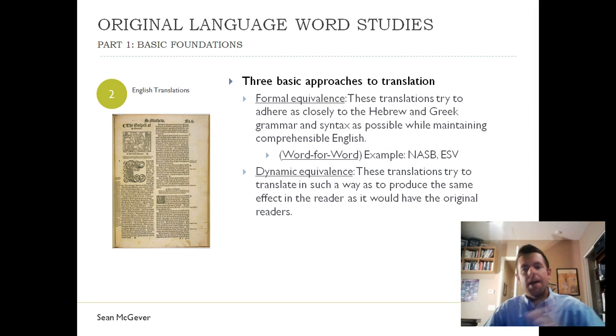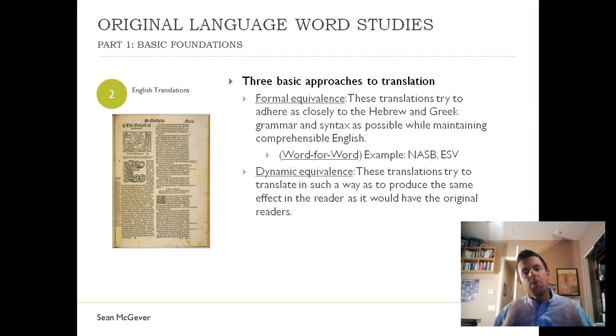The next step, just to help it out a little bit, is called dynamic equivalence. And what they do is they once again look at the original language, but then they're going to try to smooth it out just a little bit so that it makes a little bit of sense. It might add in a couple extra words that really weren't there in the original language that are required in English for it to flow a little bit more smoothly.